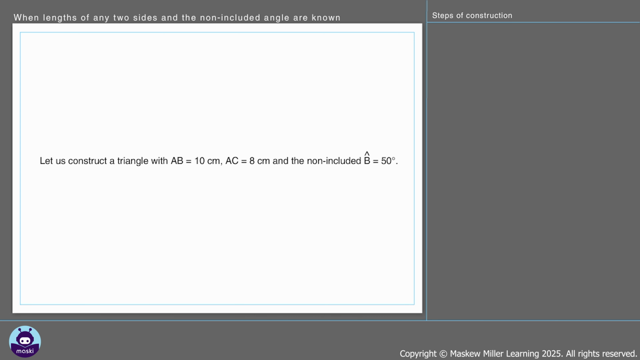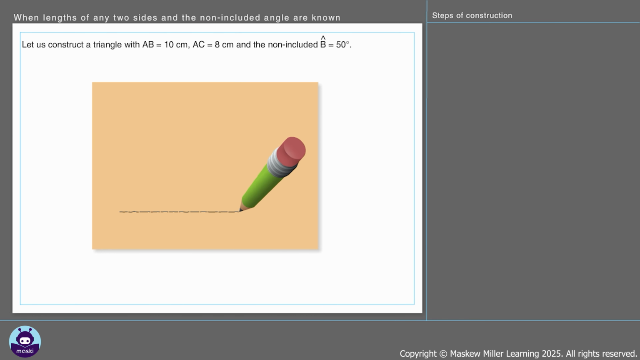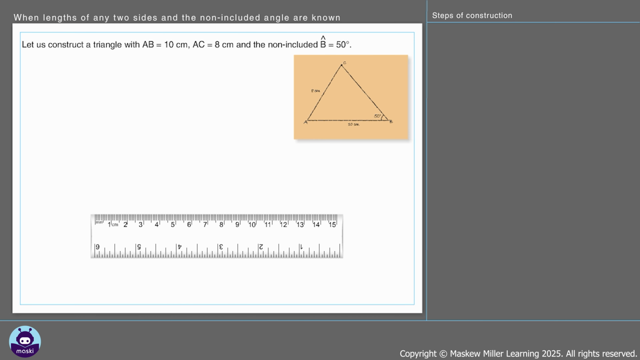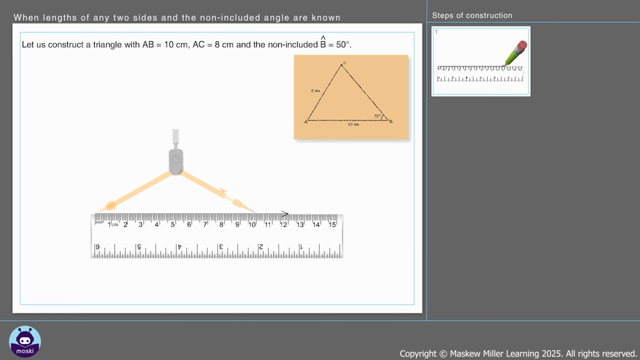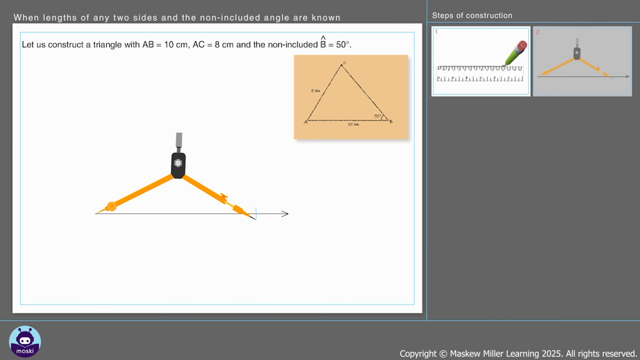Let us construct a triangle with AB equals 10 centimeters, AC equals 8 centimeters, and the non-included angle B equals 50 degrees. Again, as earlier, we draw the rough sketch of the triangle to know what it will look like. We start by drawing the longer side by a ruler. We draw a line longer than 10 centimeters and use a compass to mark 10 centimeters on it. This gives us AB equals 10 centimeters.